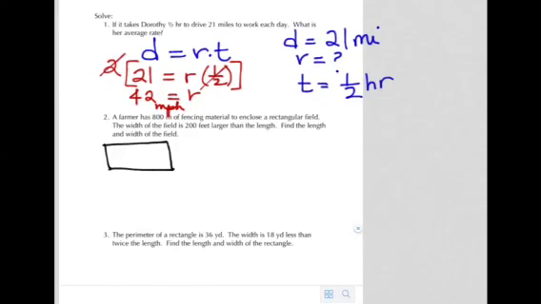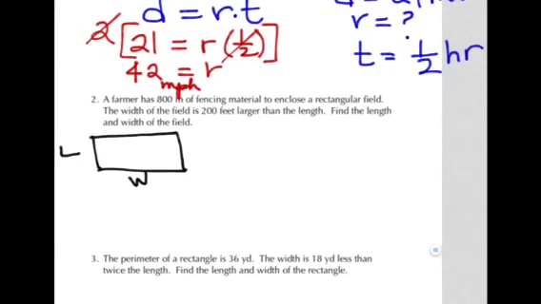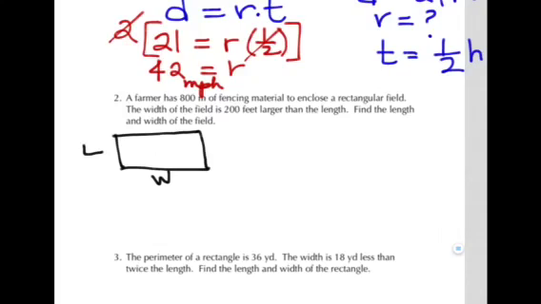The width is 200 feet larger than the length. So what do we know? I just said it twice. The width is 200 feet larger than the length. We then also know the farmer has 800 meters of fencing material to enclose the field.